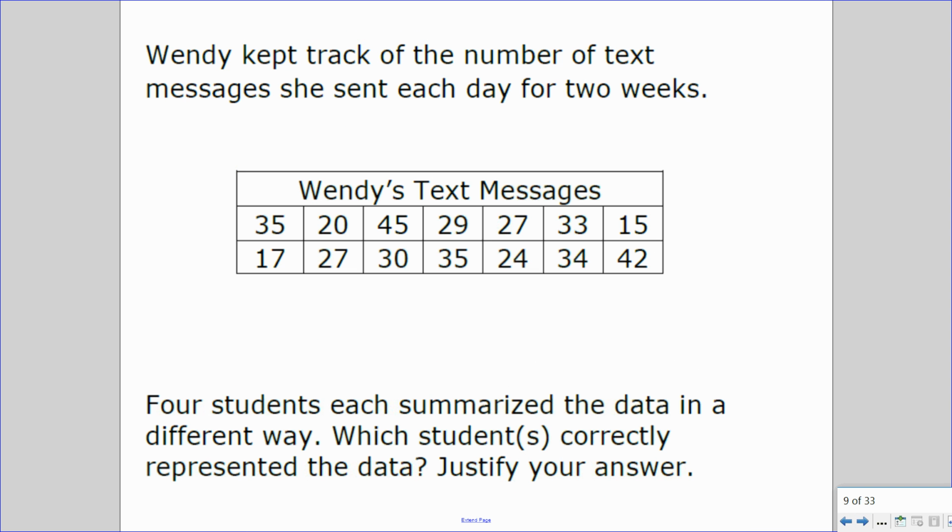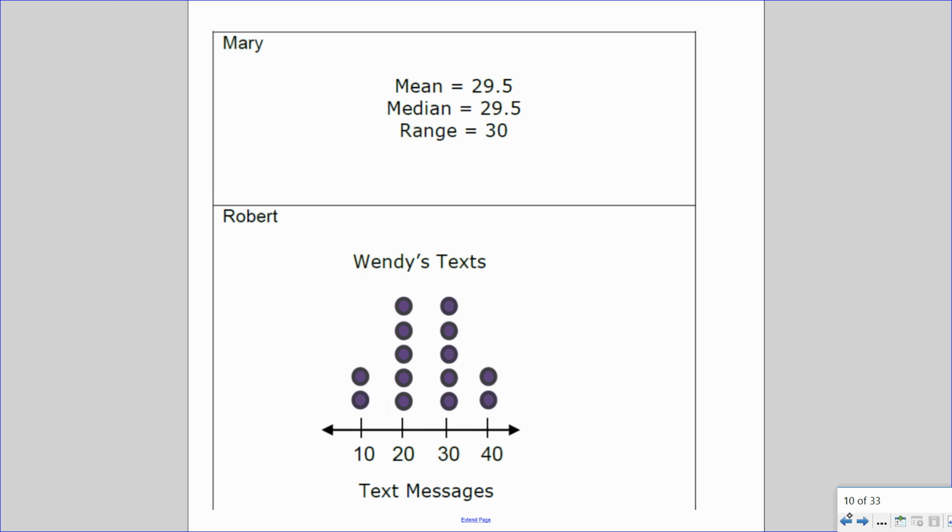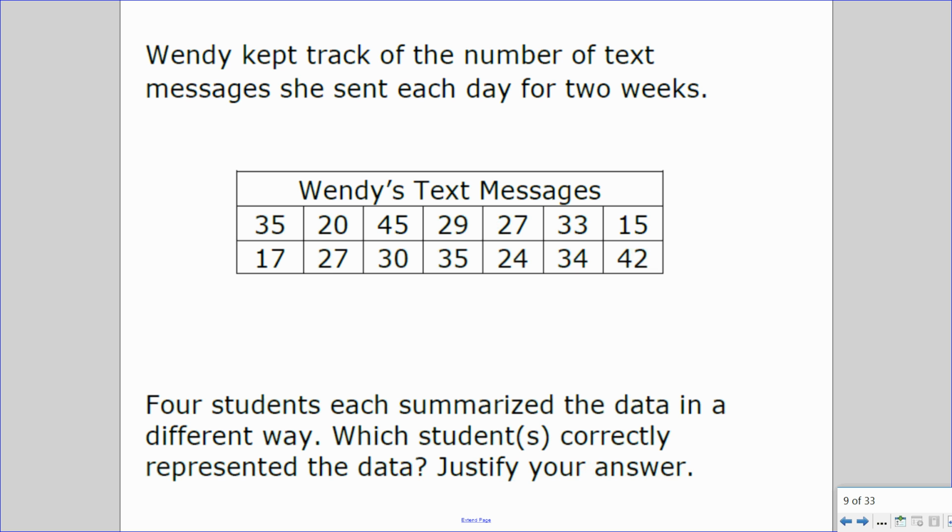So here's our last activity. Wendy kept track of the number of text messages you sent each day for 2 weeks. So these are all the text messages you sent. Four students each summarized the data in a different way. Which student correctly represented the data? Justify your answer. All right, so Mary says the mean is 29.5, the median is 29.5, and the range is 30. You know what? Let's put them in order first to save us time.